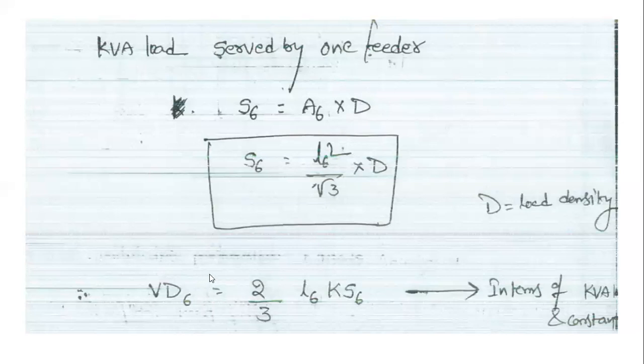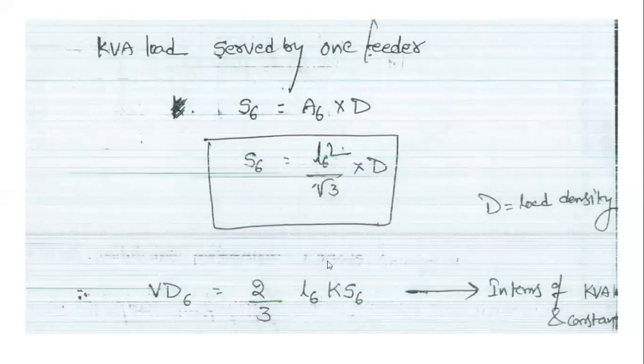Okay, we are having 6 feeders. We are calculating the voltage drop at the single feeder line. This is the formula for the voltage drop at a single feeder line, that is VD6. VD6 is equal to 2 by 3 L6 KS6, where K is the constant and S6 is the KVA load served by the one feeder. What is that? That is L6 square by root 3 into D.